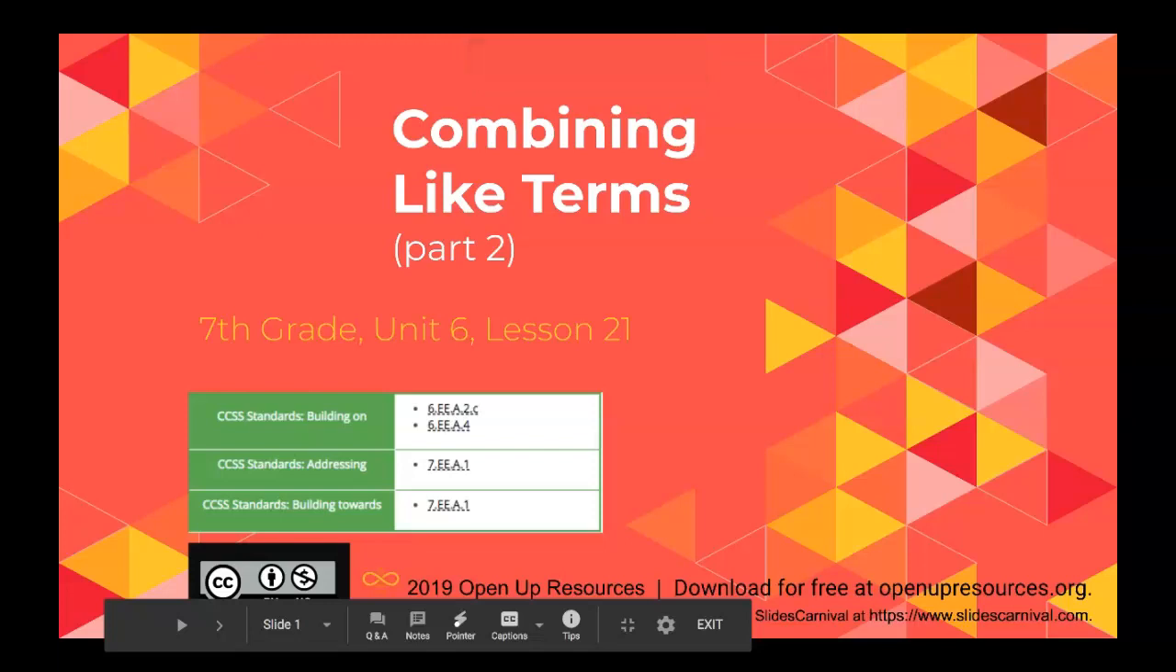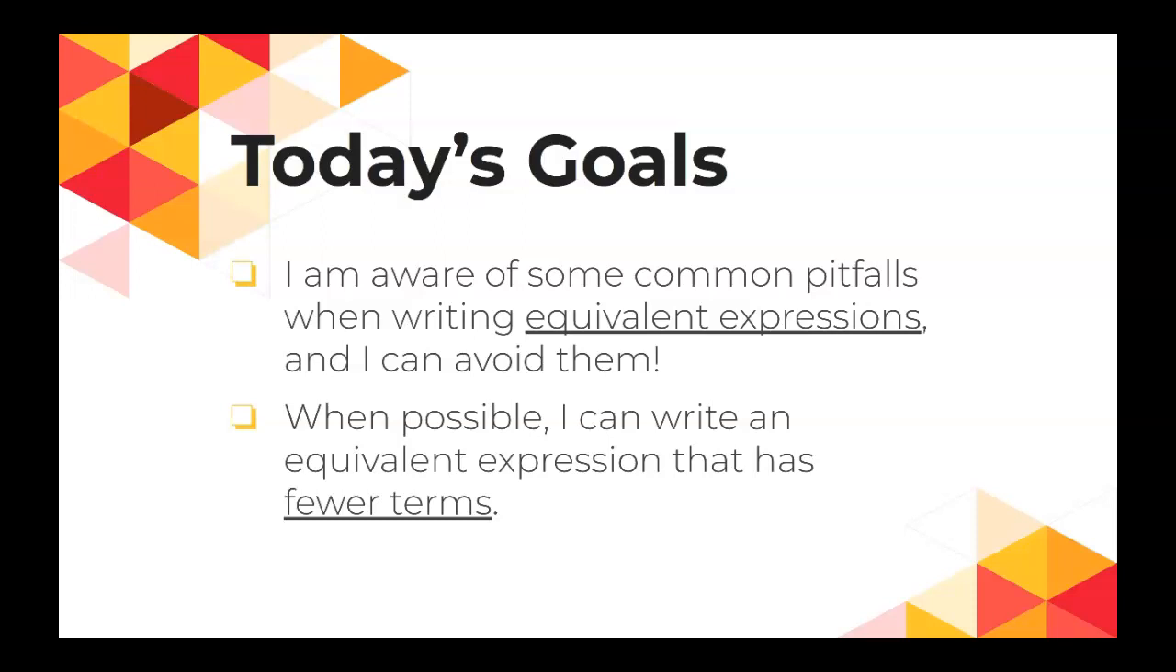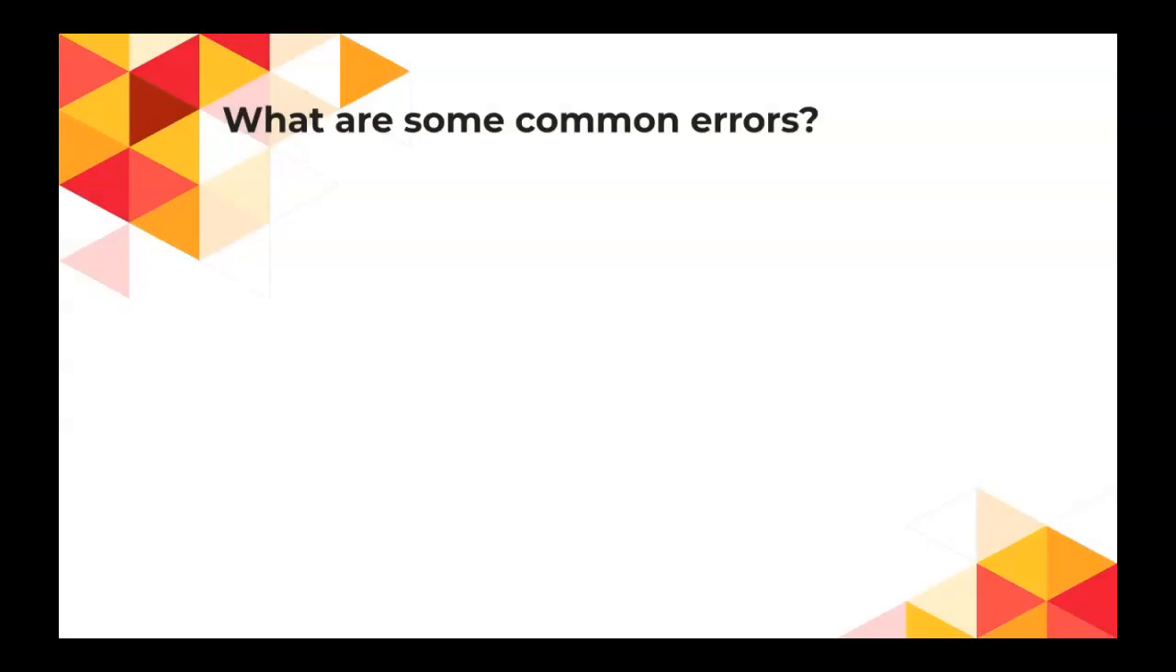This is the second of our lessons on combining like terms. So today our goal is: I'm aware of some common pitfalls when writing equivalent expressions, and I can avoid them. And when possible, I can write an equivalent expression that has fewer terms. So what are some common errors? The more we know about common mistakes, the more we can avoid them.